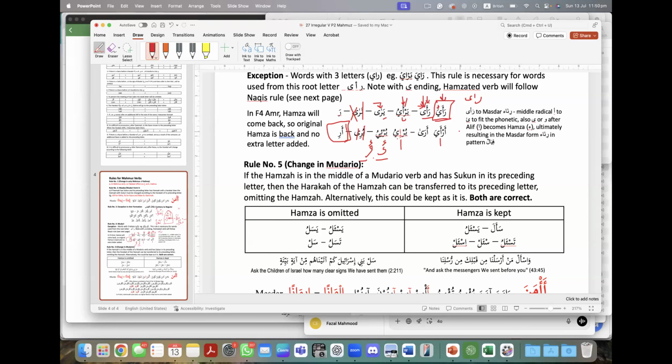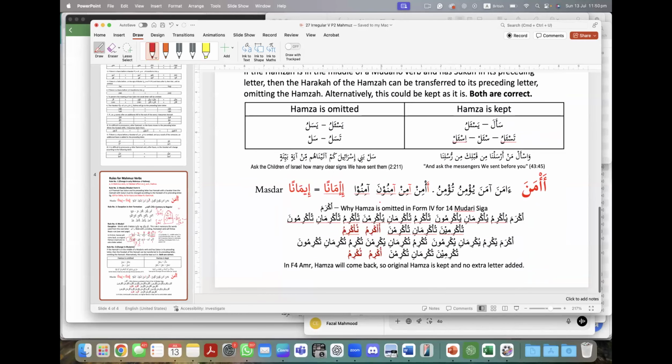This doesn't happen with any other form of verb. Form 4, that's why we said again and again that it is special. And some more special things are going to happen on the Hamza. Okay, so that original has come and then ra is left, because the alif is gone, the ya is gone, ra is in the middle, then Hamza came and made it ari. That's the Amr of Ara. Okay, change in Mudari. Have a look at this.